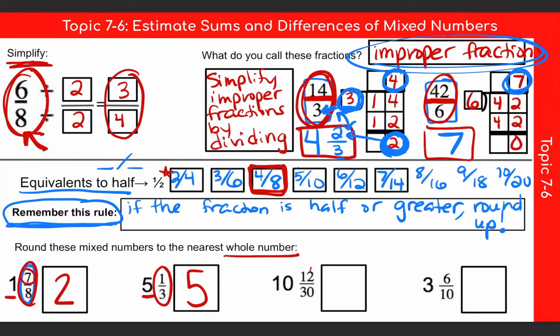The next one, 10 and 12/30. Now, we don't have 30ths up here, but, okay, what's half of 30?